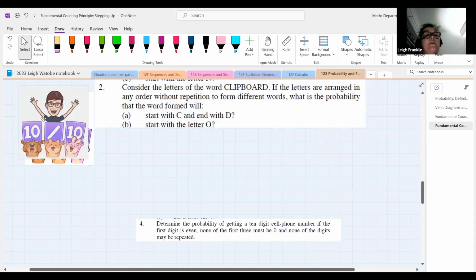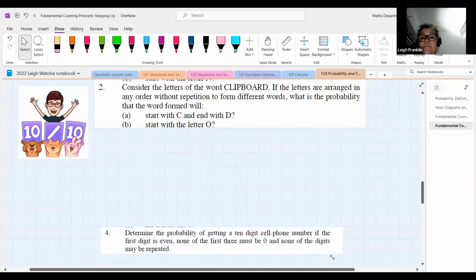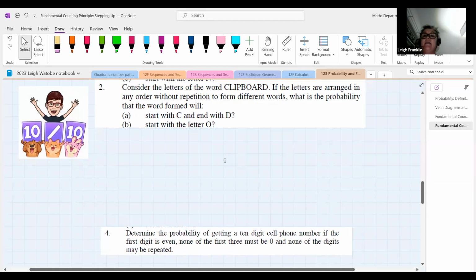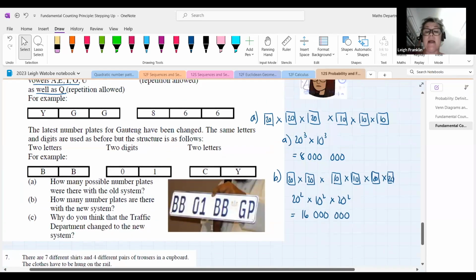Yes, sorry, did I miss something? Hi, ma'am. Yes. I'm very lost. Can you please repeat that, please? Oh, well, you're talking about this one over here, the number plates. Yes, ma'am. Okay, all right.